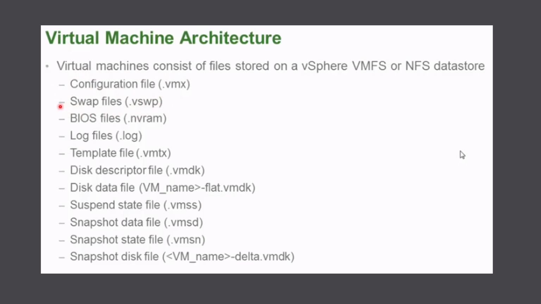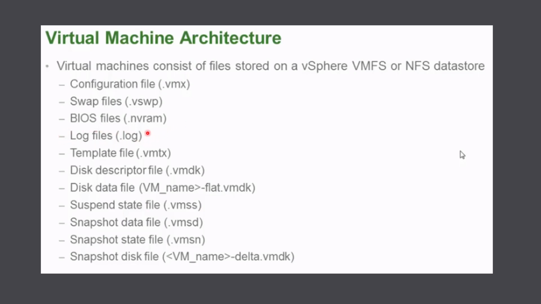Swap file, again, it's more like, for example, if you guys are aware, we have a paging file in Windows. So similarly, we have a vswap file. We'll understand in what scenarios this file would be used. And the BIOS: like you have a BIOS for your physical machine, you have a BIOS for your virtual machine, where you specify all the settings, like boot order, or any specific setting that you want to configure on your virtual BIOS.